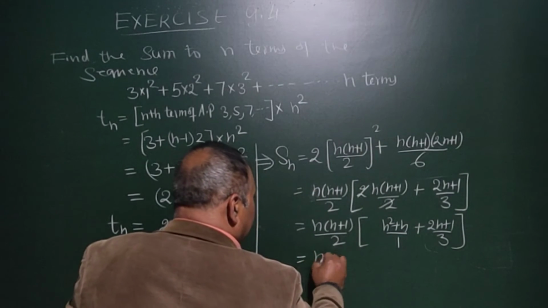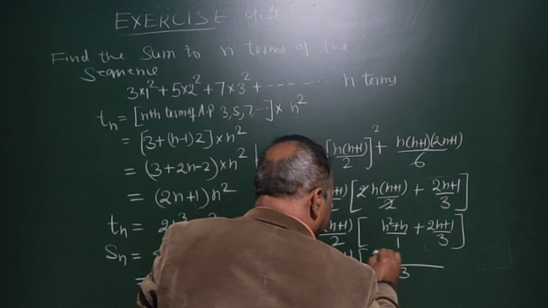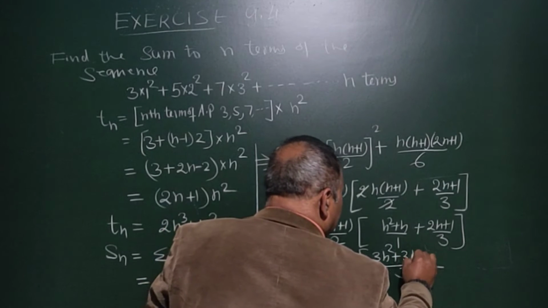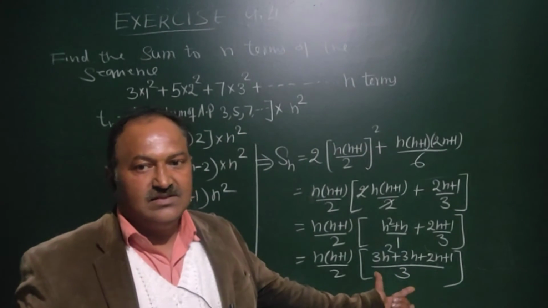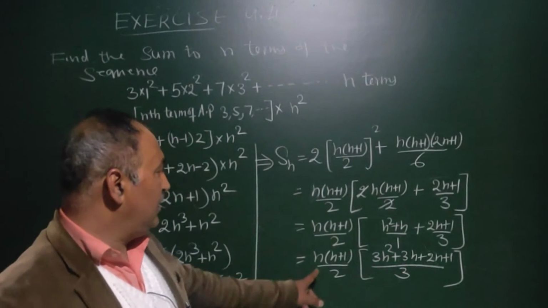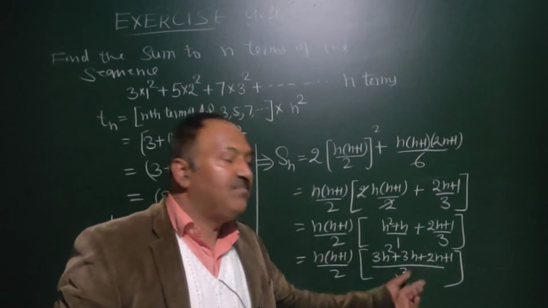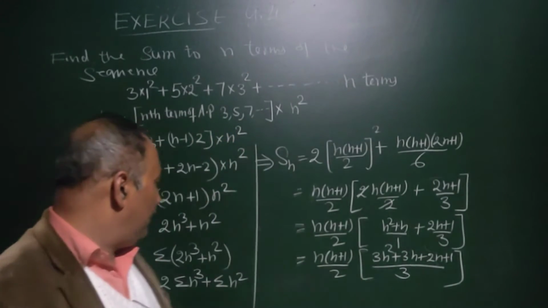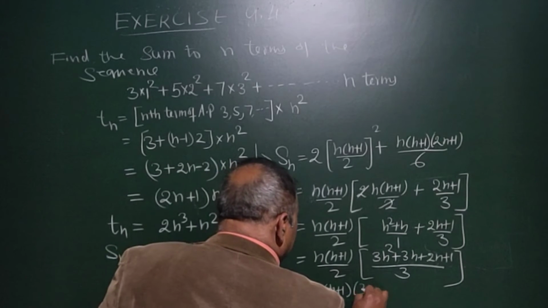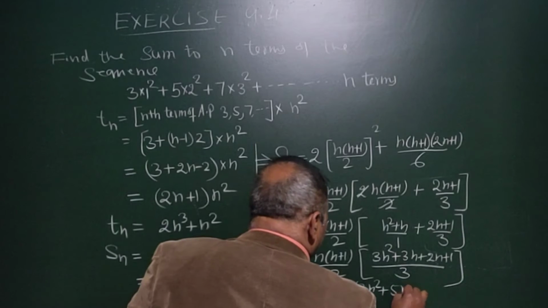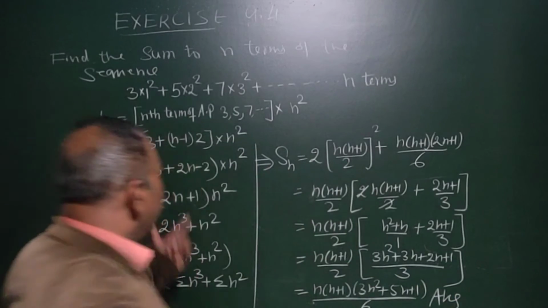And taking 3 LCM, we get 3n square plus 3n plus 2n plus 1. This becomes this. And the answer of this question will be equal to n into n plus 1 upon 2 into 3n square plus 5n plus 1 upon 3. And therefore, the answer will be equal to n into n plus 1 into 3n square plus 5n plus 1 upon 6. This is the answer of this question.